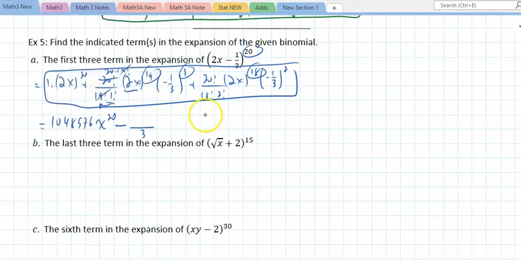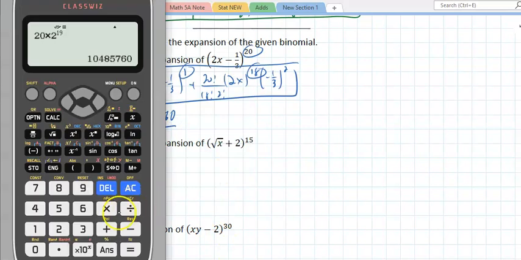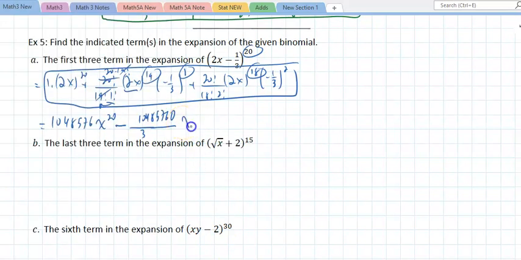10485760. Is that divisible by 3? Maybe, you never know. No, it's not. Okay. And that is x to the 19. And the next term is going to be, well, let's see. That's 20 times 19 times 18 factorial. The 18's cancel out. And 20 times 19 divided by 2, that's 10.